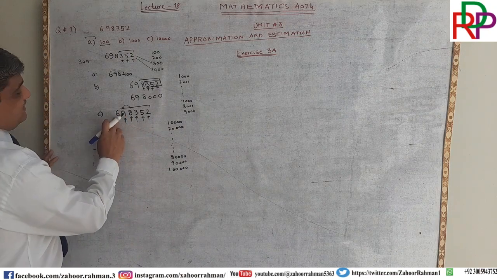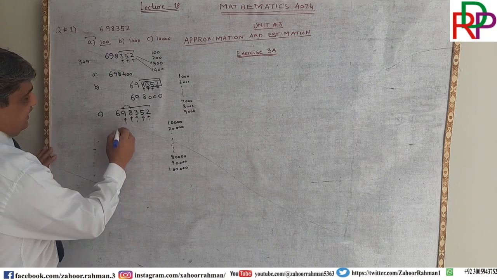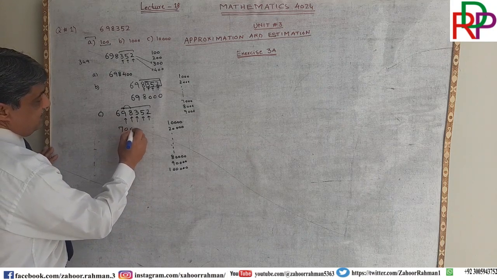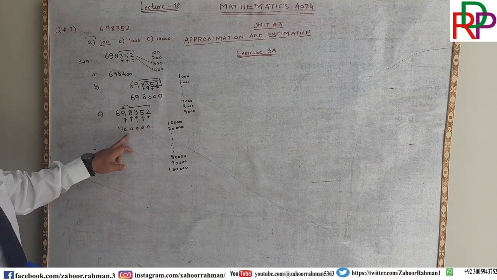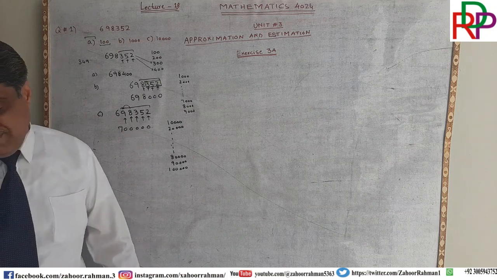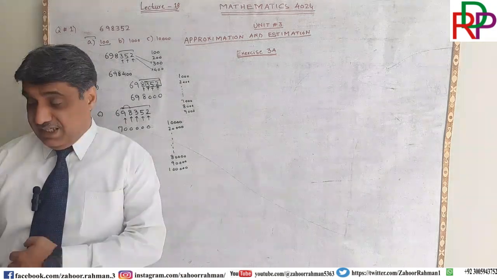So when 100,000 is added to 69, it will be equal to 7 and 5 0, that is, 700,000 will be the answer.